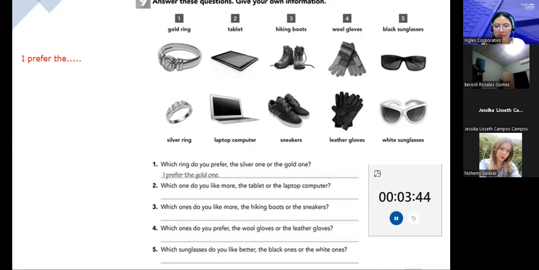I prefer the tablet. I prefer the laptop computer. I prefer the hiking boots. I prefer the sneakers. I prefer the wool gloves. I prefer the leather gloves. I prefer black sunglasses. I prefer white sunglasses. That's it.